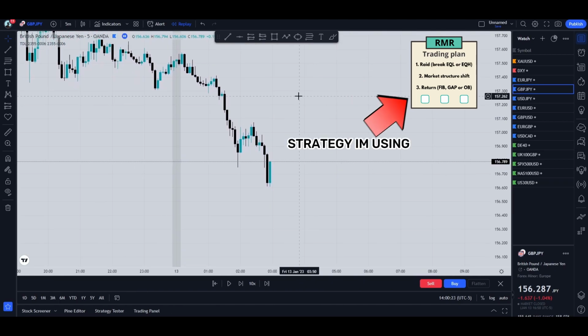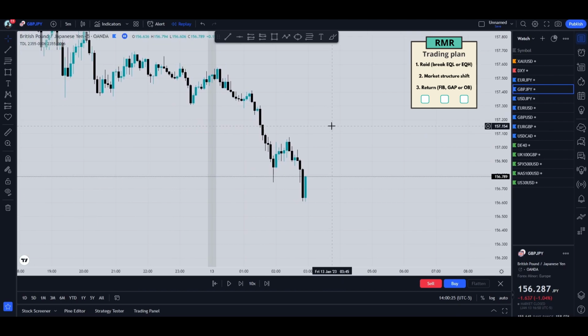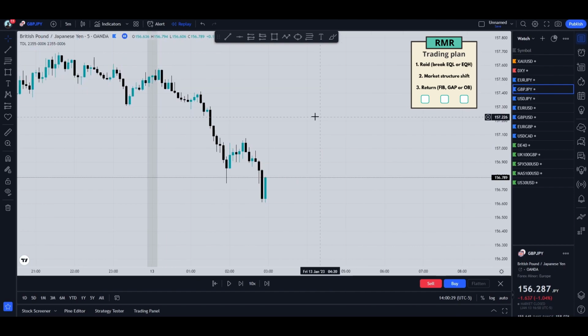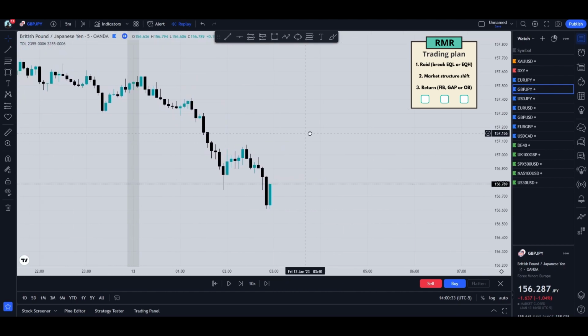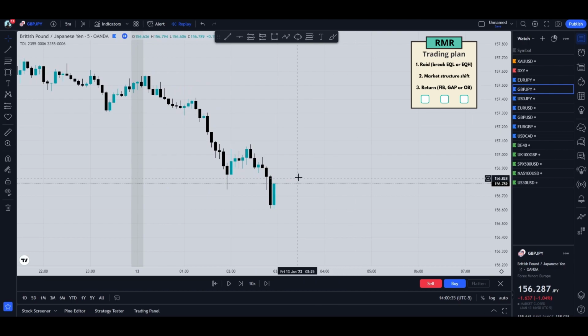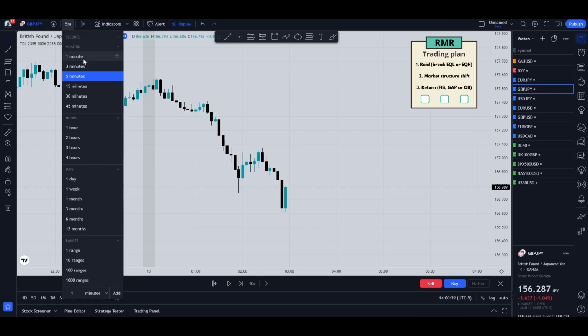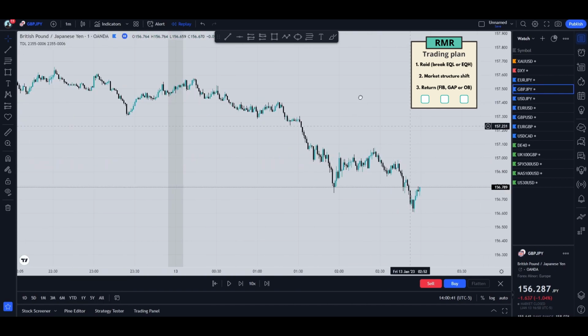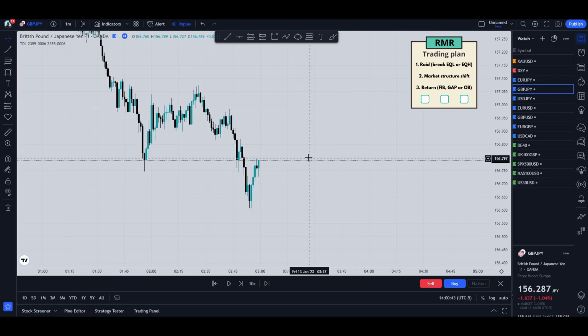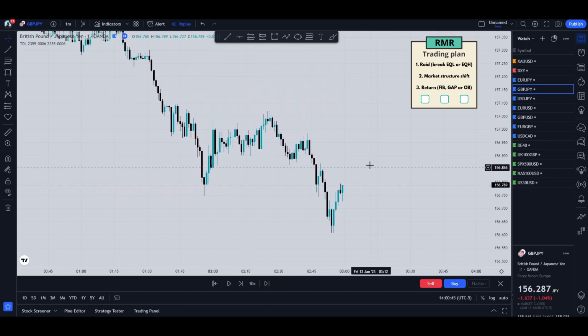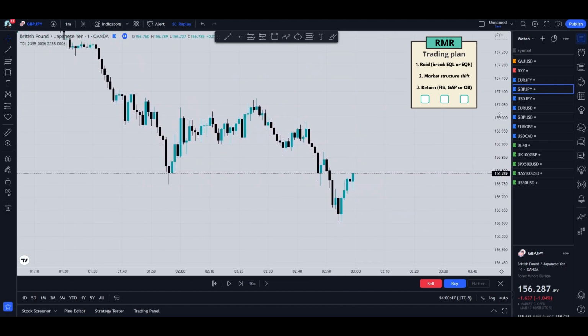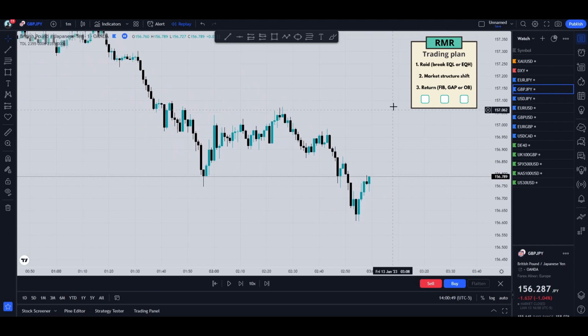And then I'll be looking for my ICT entry strategy, which consists of a sweep of a high. Then I'll be looking for a market structure shift, and then I will be looking for a return, and then I will be shorting. So let's get right into it. I'll be looking at the 1 minute time frame because it's easier to identify market structure shifts and etc. on the smaller time frames, and it's also where I do most of my entries.